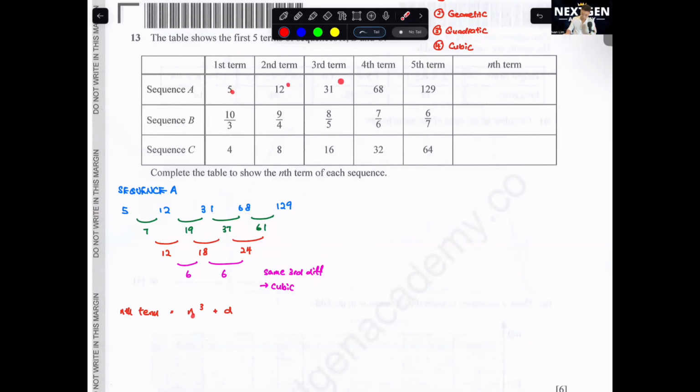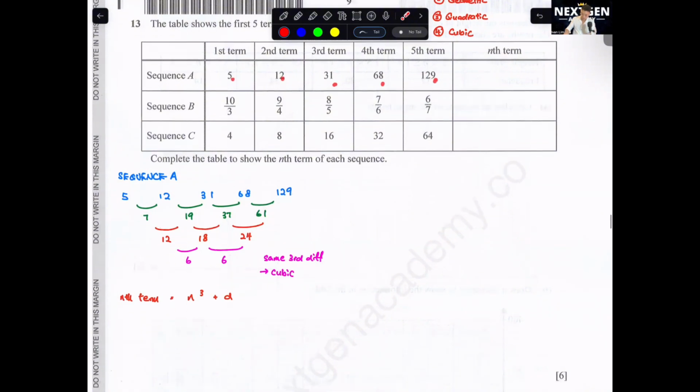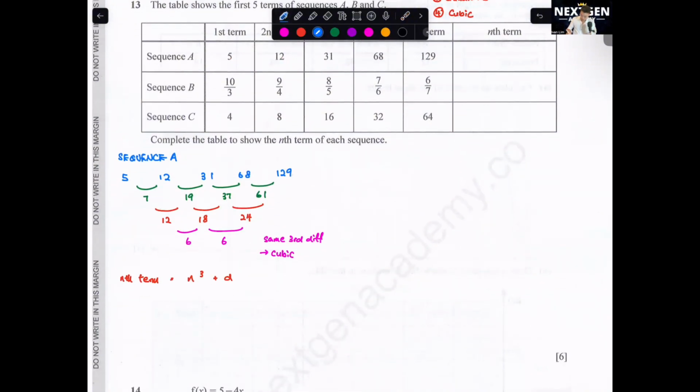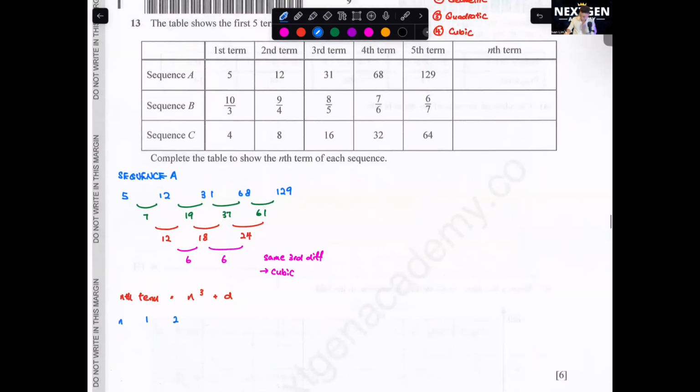N over here is 1, 2, 3, 4, 5. You all try to see whether you can see a pattern here or not. 5, 12, 31, 68, 129. If n is equal to 1, 2, 3, let's do until 4. n cubed, this is 1, 2 cubed is 8, 3 cubed is 27, 4 cubed is 64. Might as well we do this one also, 5 cubed equals 125.